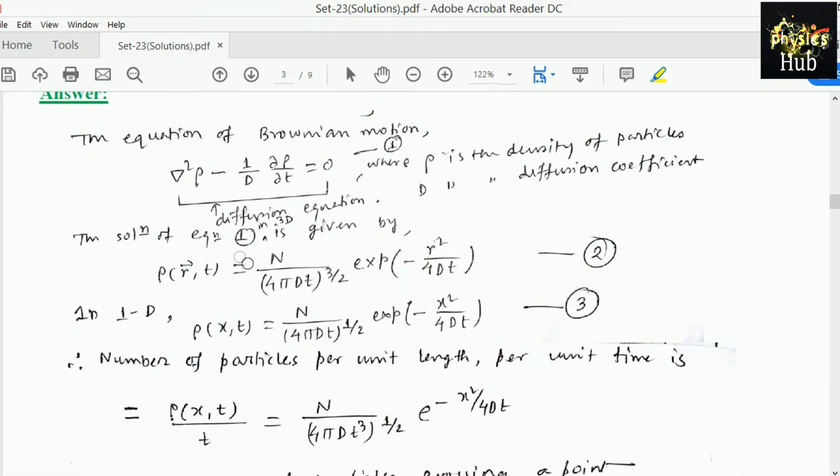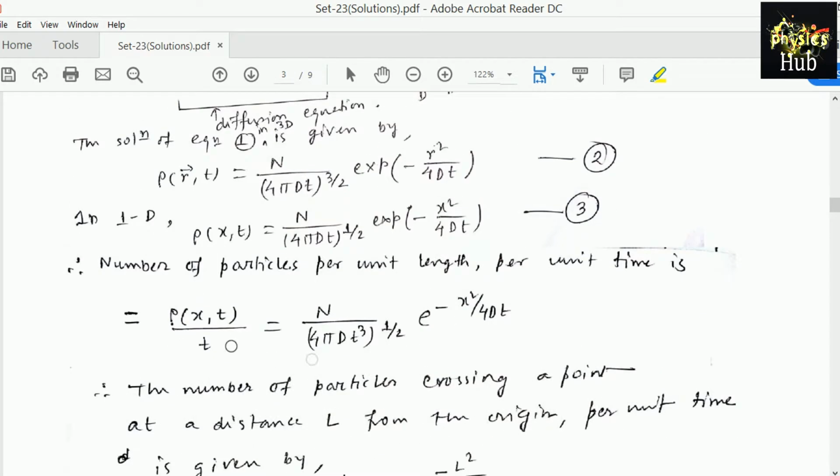Now if you want to know the solution in 1 dimension, then the solution takes this form: rho of x, t equals n by (4 pi D t) to the power half, because for 3 dimensions it is 3 by 2, for 1 dimension half, for 2 dimensions 2 by 2, exponential minus x squared by 4Dt. Therefore, rho means number density, number of particles per unit volume, but in 1 dimension it is the number of particles per unit length.